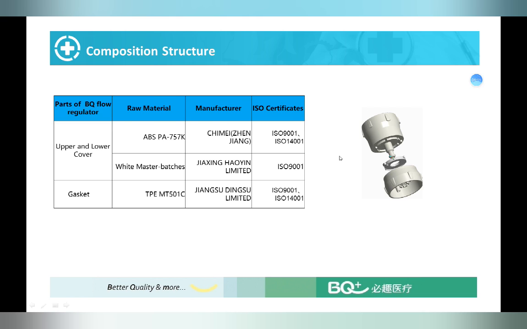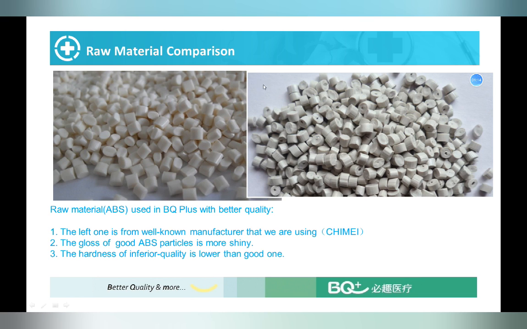And next, I'll show you the difference between different ABS materials. You can find the difference between the ABS we use and the inferior quality material. The main difference is in the gloss and in the color, and obviously in the above picture, the appearance of the left one that we are using is more shiny than those materials with inferior quality. Besides, the hardness of material with inferior quality will also be lower than those with good quality.